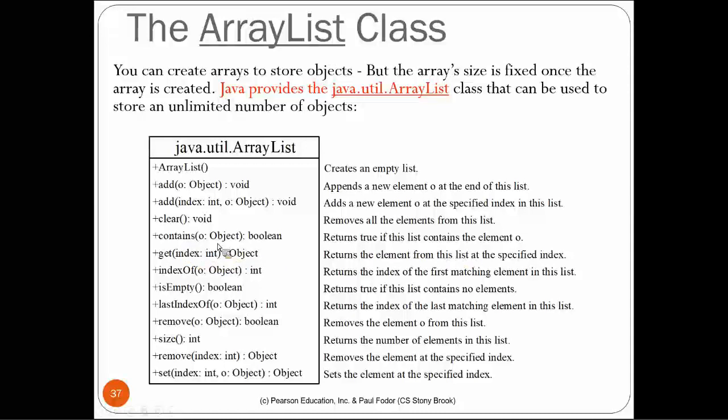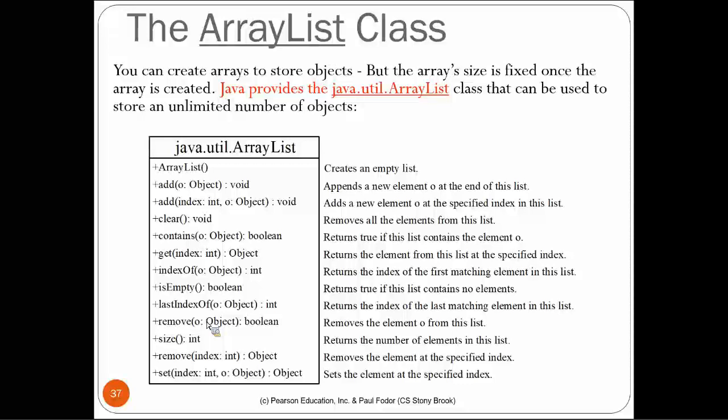We can actually get the element at a given object. We can get the first index of the element that matches the given object with equals. We can check if the array list is empty. We can get the last index of the array list of a given object. We can remove the object, which basically will shift all the rest of the elements one position to the left from the position of that object.